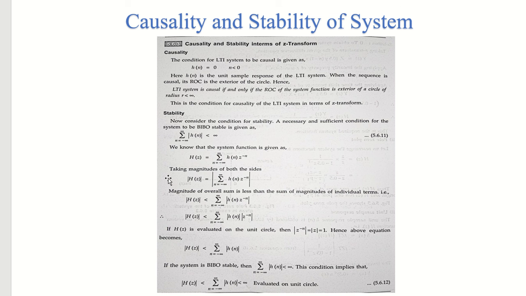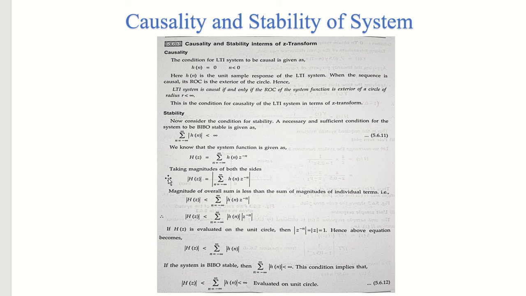But for now, let's see the causality and stability of my Z transform signal. So what is the condition for my Z transform signal to be a causal signal? The condition for an LTI system to be causal is given using this formula: h of n is equal to 0 for all values of n less than 0. Remember, earlier also when we discussed causality, we saw the same formula. So for all the negative values of n, the value of h of n will be 0.